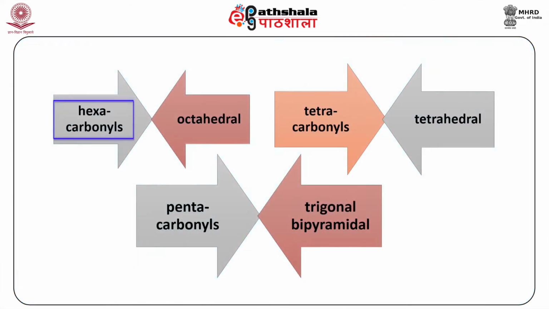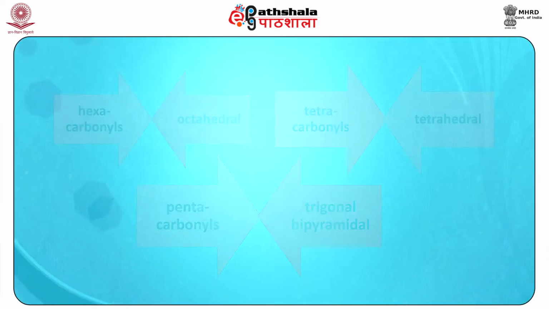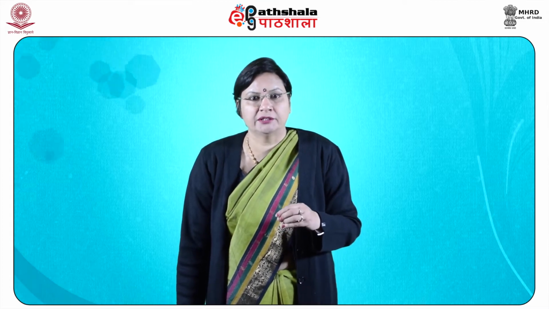Moving further, simple metal carbonyls have well defined and symmetrical shapes. Thus, hexacarbonyls, if we talk about, they are octahedral. Pentacarbonyls, if we talk about, they are trigonal bipyramidal, and tetracarbonyls, they are tetrahedral. And if we talk about the decacarbonyls, that is having 10 carbonyl ligands in them, these complexes have 2 square pyramidal groups joined by a metal-metal bond.